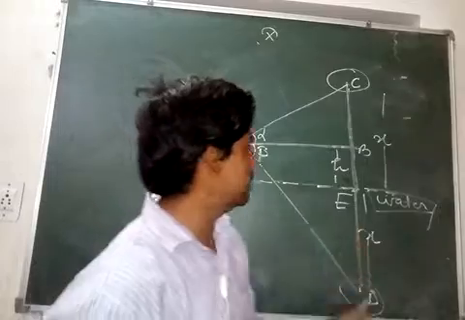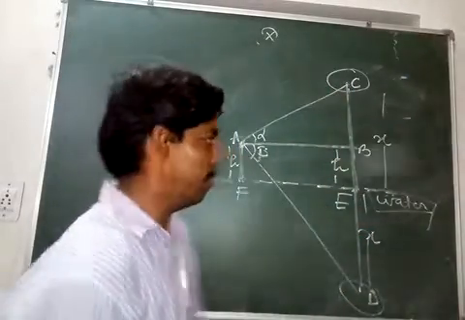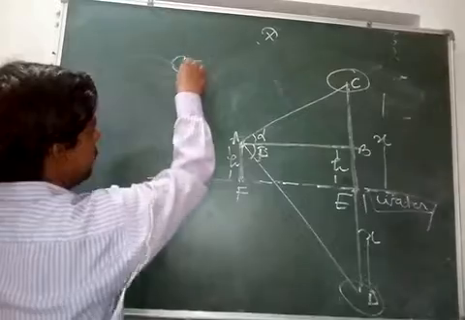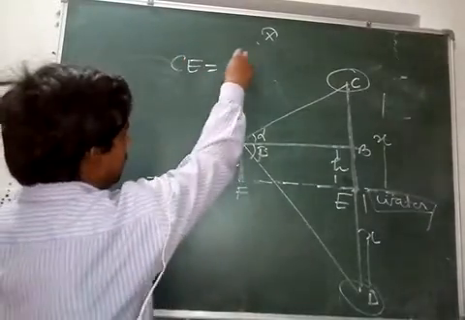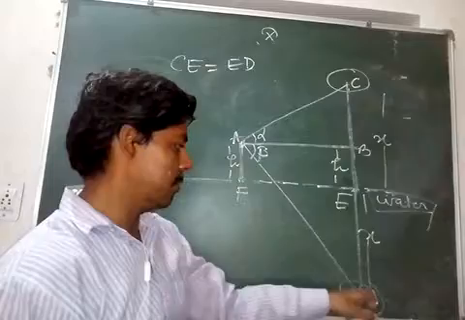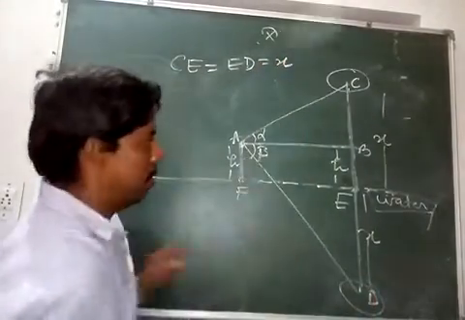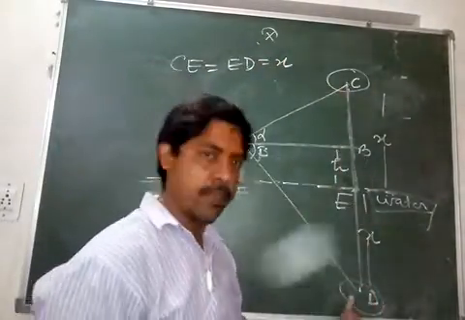So if ED is x, then CE is also x. This is the first information: CE is equal to ED. What I have written? CE is equal to ED. Why? Because the distances should be the same. Distance of object is equal to distance of image.